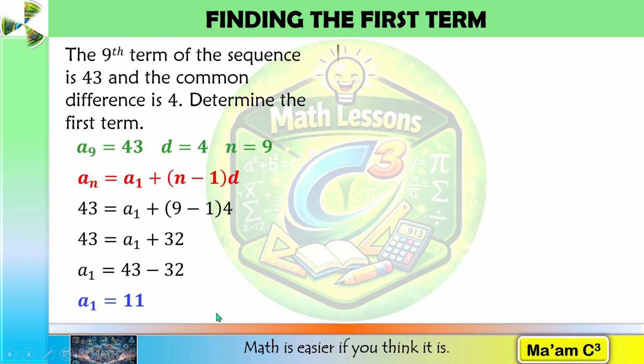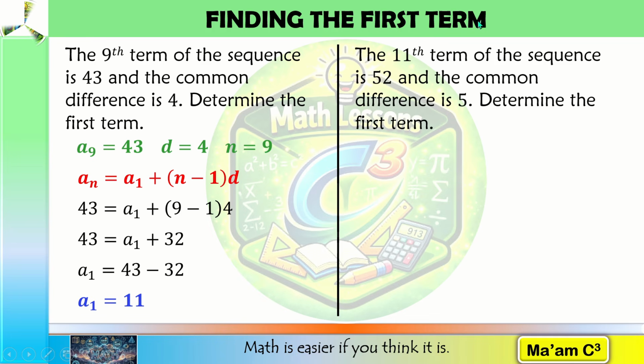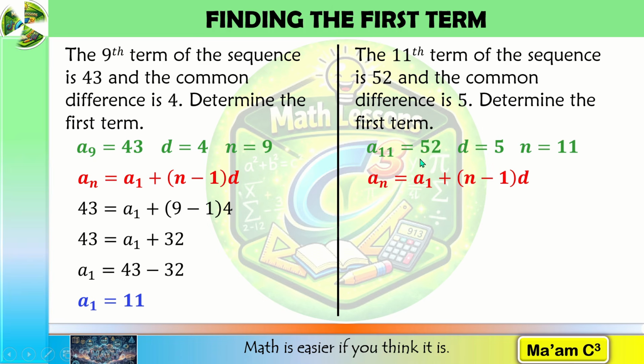Let's have another one. The 11th term of the sequence is 52 and the common difference is 5. Determine the first term. The 11th term is 52, so it means a sub 11 is 52. The common difference is 5, so d is equal to 5. Since this is 11, it means our n is equal to 11. Let's recall our formula. Our a sub n is 52. We are looking for a sub 1. Our n is 11, and our d is equal to 5.